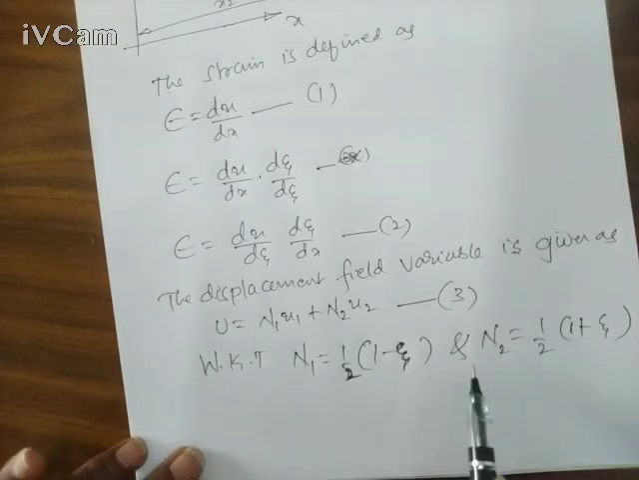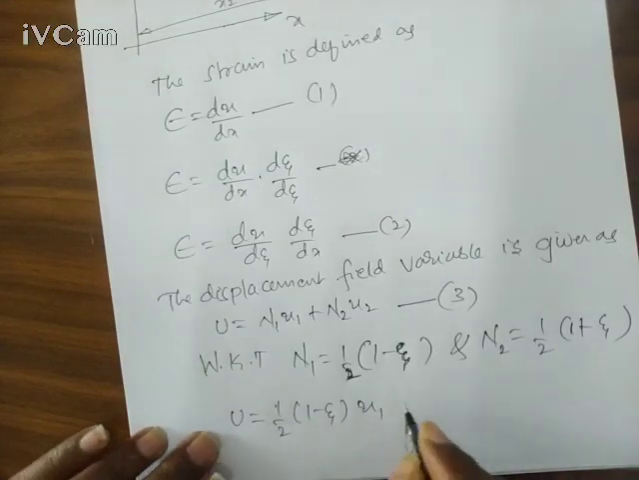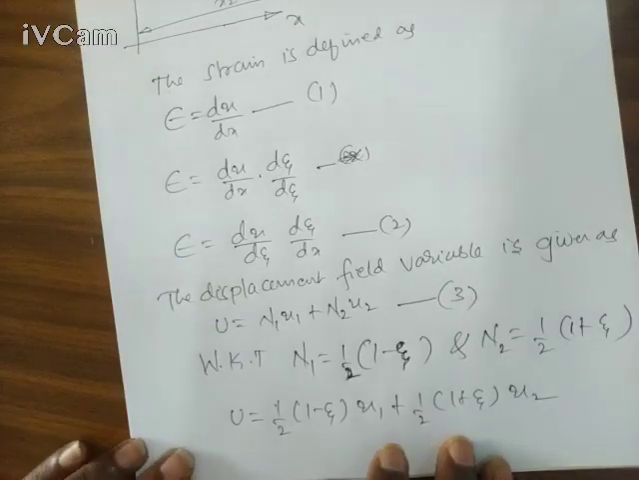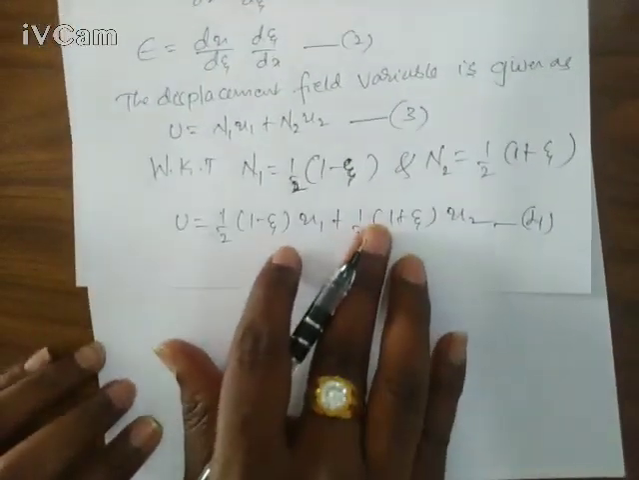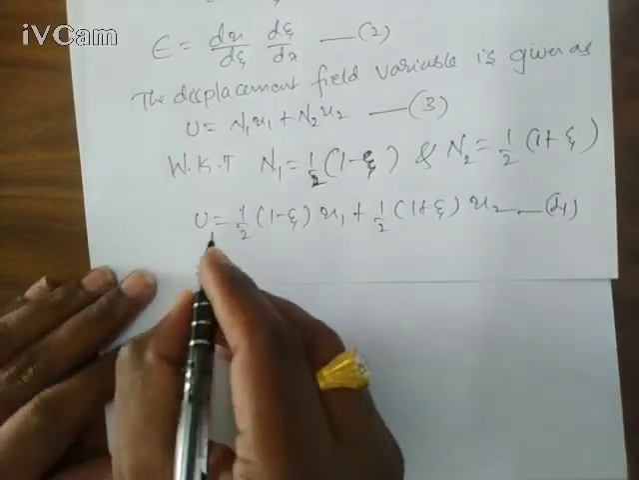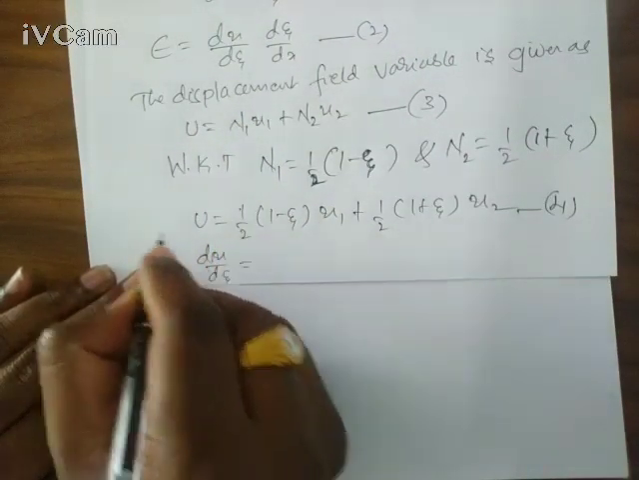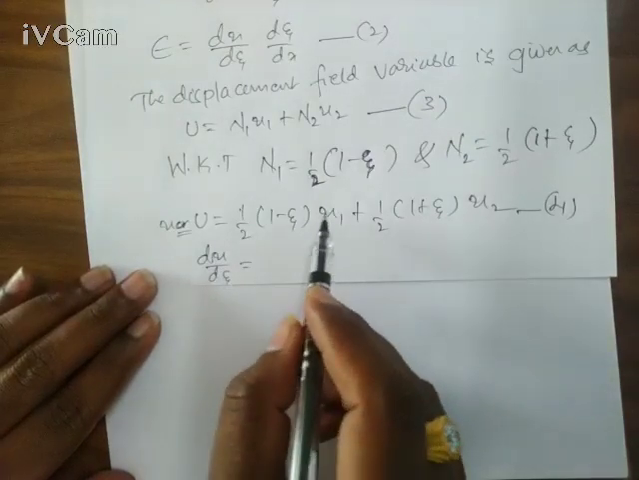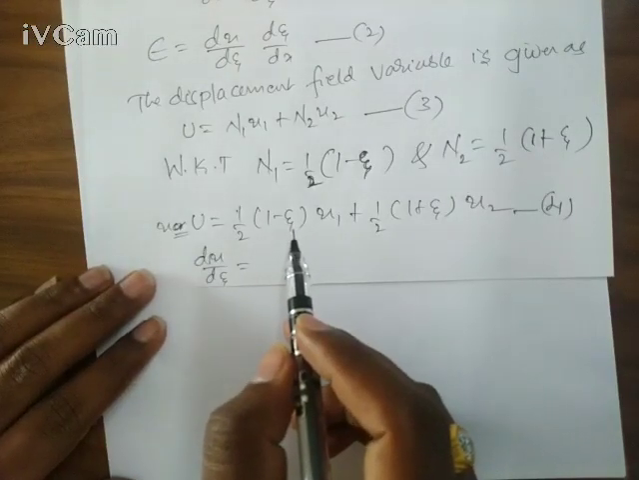Now I am going to substitute n1 and n2 in equation 3. So u is equal to, capital U or small u, both one and the same, n1 which is half into 1 minus zeta into u1, plus n2 which is half into 1 plus zeta into u2. I will call this equation 4. Now I have to do the differentiation of equation 4, because I want du by d zeta. So du by d zeta is equal to the differentiation with respect to zeta. If I do that, what will I be getting?